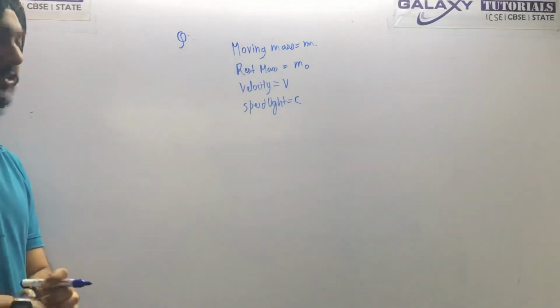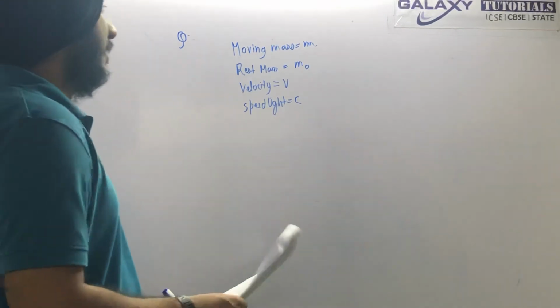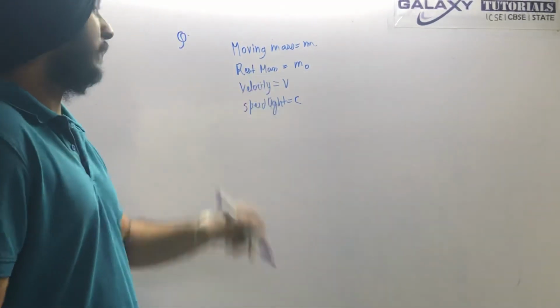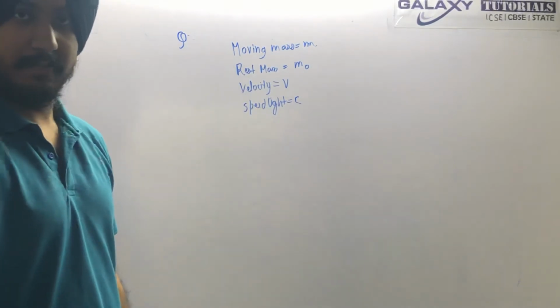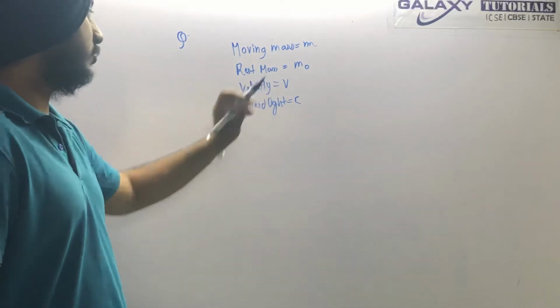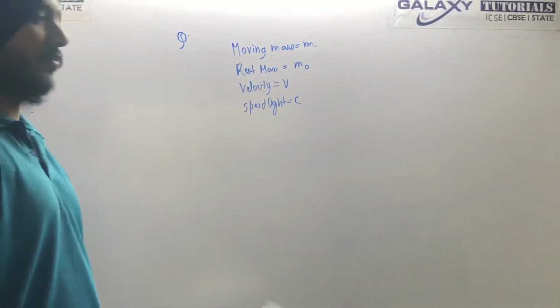Even though it is not important with respect to the question, you should have a little bit of an idea. Moving mass is the mass of the object when it is in motion. Rest mass is the mass of the object when it is at rest, at a stationary position. V is the velocity at which that mass is moving, and the speed of light is c.